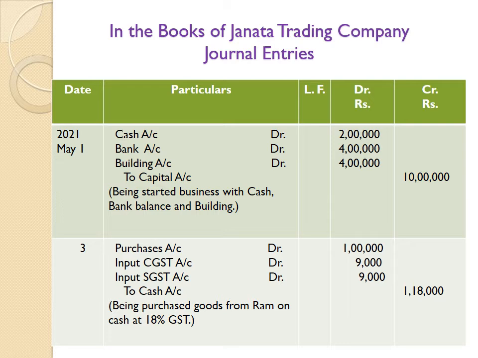Now we are taking journal entries. In the books of Janata Trading Company journal entries. For the purpose of journal entries, we have prepared here five columns. First column date, second column particulars, third one ledger folio, fourth debit rupees, and fifth credit rupees.